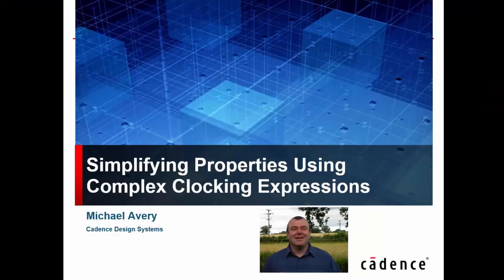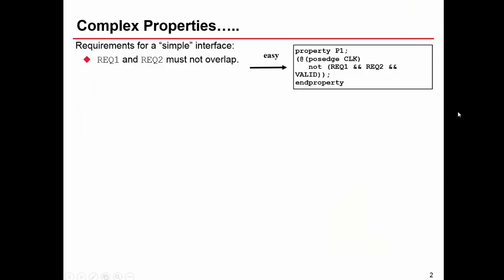We're going to look at a case now where a simple requirement looks really complicated if writing SVA, until we consider changing what the clocking expression is. So here's a requirement for a simple interface, and again this is not a contrived example, this is from a customer case. The requirements for this interface were there's two signals, rec1 and rec2, and they both must not occur at the same time, so that's easy.